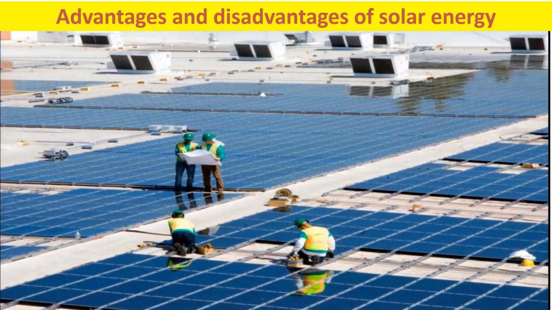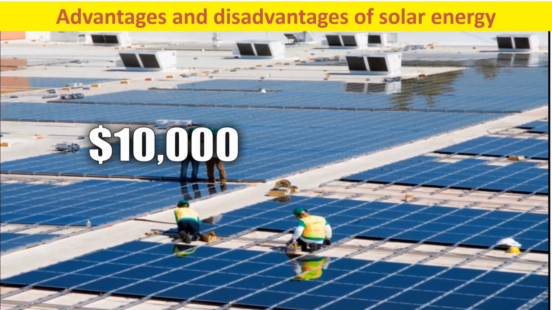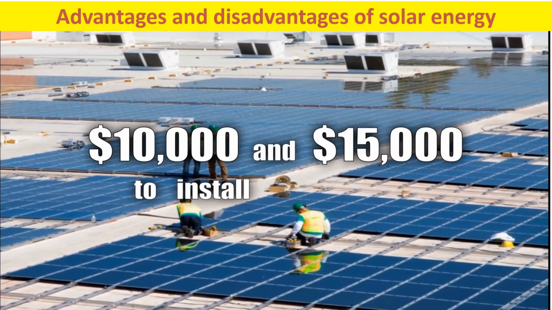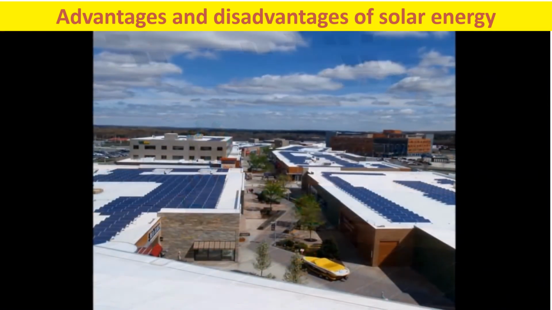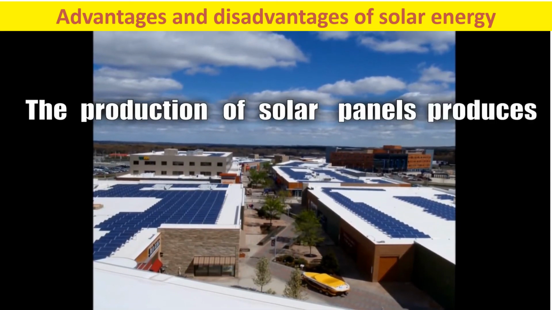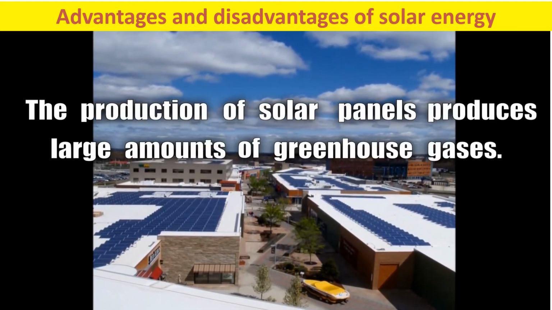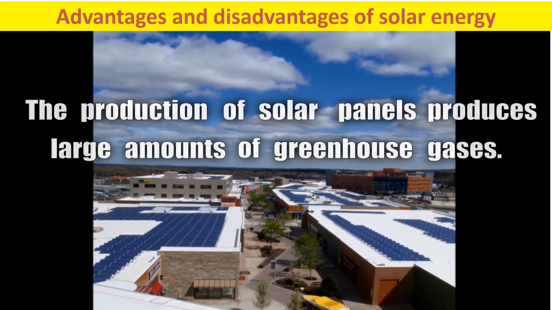Solar panels have a high initial construction and installation cost. It averages between $10,000 and $15,000 to install solar panels on an average American home. While solar panels produce no emissions during their operation, the production of solar panels themselves produces large amounts of greenhouse gases. Nitrogen trifluoride and sulfur hexafluoride have been linked to the production of solar panels.